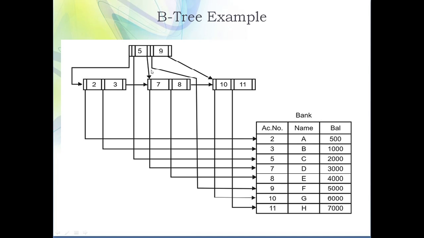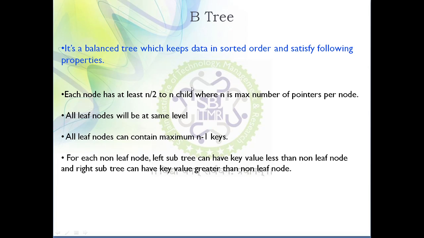So this is the last property of a B-tree, that the left subtree can have values less than that non-leaf node, and the right subtree can have values greater than that non-leaf node. Here 7 and 8 are greater than 5, and 2 and 3 are always less than 5. Similarly for 9, 7 and 8 are less than 9, and 10 and 11 are greater than 9. So these are the properties of a B-tree. I hope you understand the concept of a B-tree.